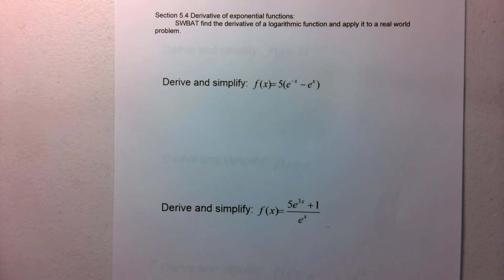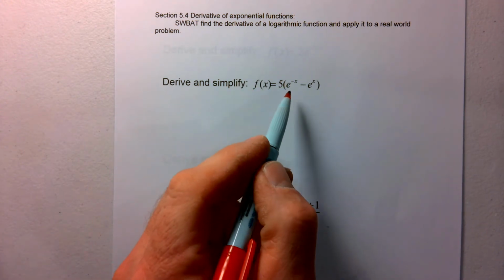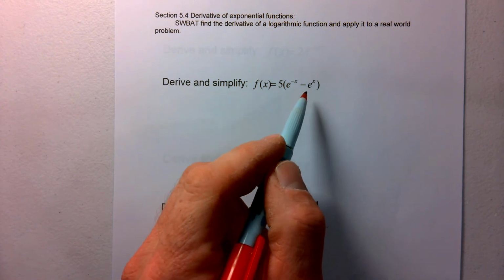Let's go ahead and find the derivative again of some exponential functions. In this case, we're going to look at our product rule and our quotient rule and chain rules and some different things as we get along with this. So today, we're going to look at the derivative, and we're going to simplify f of x equals 5 times the quantity of e to the negative x minus e to the x.